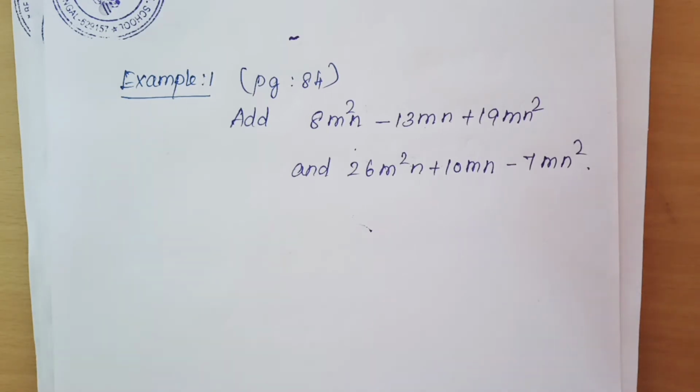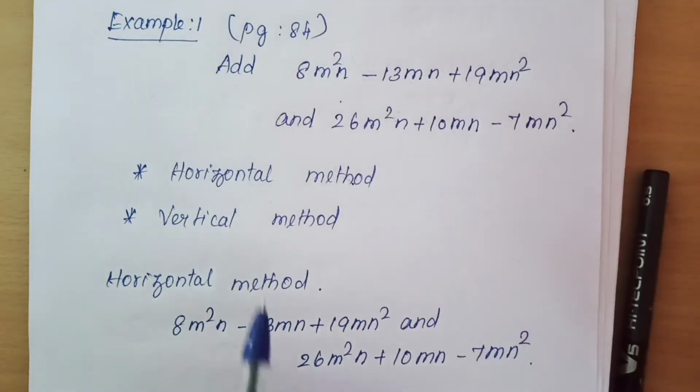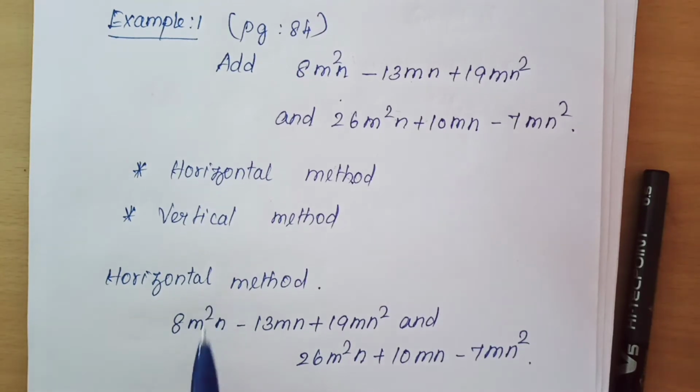In algebra form, I'll tell you. First, you have 2 types of methods, the horizontal method and the vertical method. What are the 2 types of methods? Tell me. Horizontal method, vertical method. First method, what do you mean by the horizontal method? I am going to teach you.